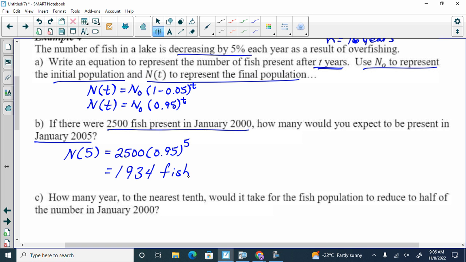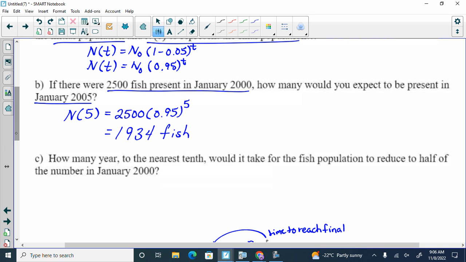How many years, to the nearest tenth, would it take for the fish population to reduce to half of the number in January 2000? So half the number means final is 1,250. Initial is 2,500. Now remember, your final should be smaller than your initial if it is decreasing. Your final should be larger than your initial if it is increasing. So even if you don't know which is final or initial, if it's increasing, put the bigger one first. If it's decreasing, make the smaller one first.